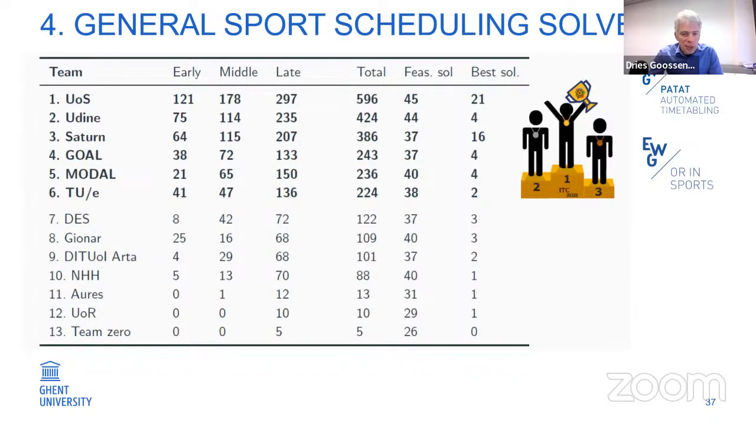As you can see, most instances were solved. Well, a feasible solution was found for most instances. University of Southampton found the best solution for 21 instances, and Udine as a second only for 4, but they were able to solve many instances and get close to the best found solution. Okay, so that was, let's say, a cheap way to collect a number of general sports scheduling algorithms. We basically let other people do that for us.